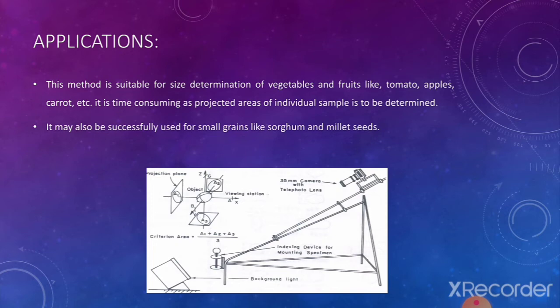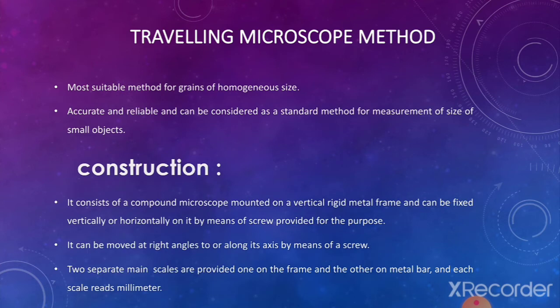It may also be successfully used for small grains like sorghum and millet seeds. So this is the diagram of projection method to find out the size of agricultural produce.